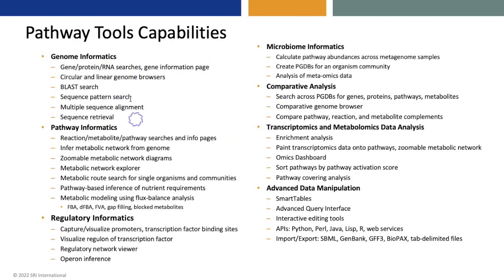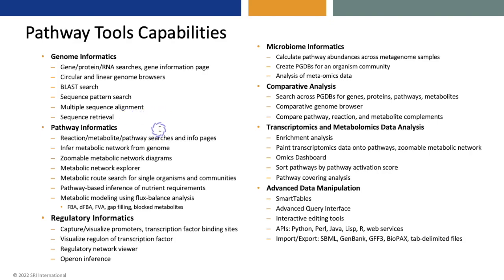I'm going to let you read through the majority of these, but for example, under genome informatics, we have search tools for searching for genes, proteins, and RNAs, and there's a gene information page that summarizes all the information about a gene and its product. There are two genome browsers, a circular and a linear browser.